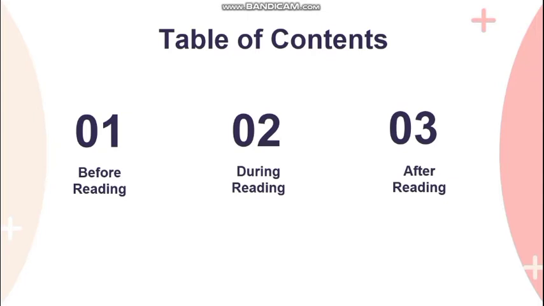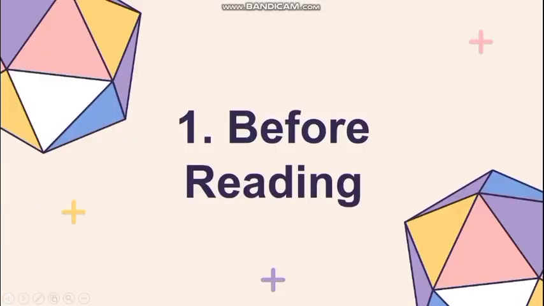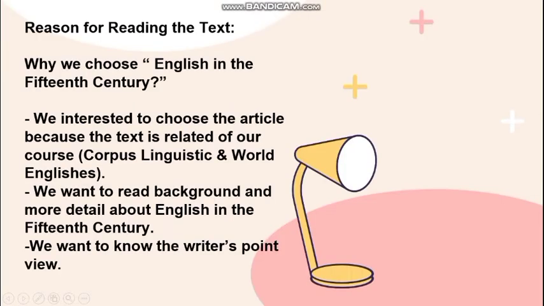We know that in reading there are three stages. The first one is before reading, the second one is during reading, and the third one is after reading. Let's discuss before reading. Reason for reading the text. Why did we choose English in the 15th century? Our reasons are: the first one is the text is related to our course.